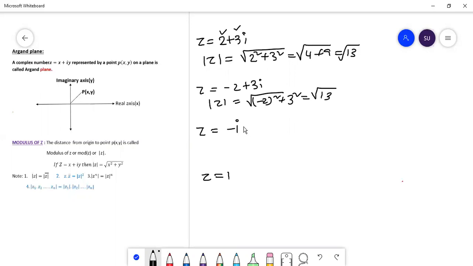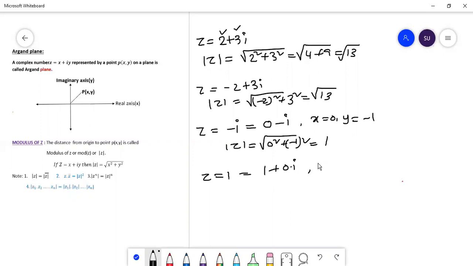If I have z is equal to minus 1, then what is x and what is y? Can I write it as 0 minus i, the point form? So x is equal to 0, y is equal to minus 1 here. So mod z is equal to the square root of 0 square plus minus 1 whole square, which will give you 1. Then what about z is equal to 1? This is also 1 plus 0 into i. So x is equal to 1, y is equal to 0. Therefore here also mod z is equal to the square root of 1 square plus 0 square, which is also 1.